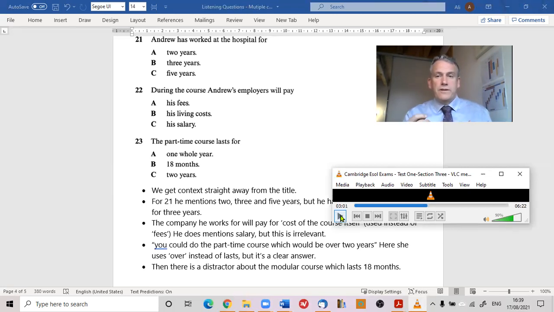So there we see the final distractor. She mentions the modular course, which is 18 months. He's not doing the modular course. We're specifically asked for the part-time course. That's our keyword. That's what we're listening out for. And that's what she mentioned. She does mention 2 years. So we know the final answer is 2 years.